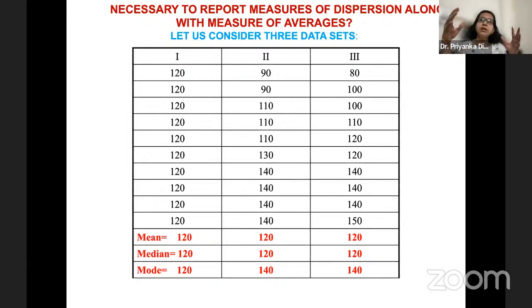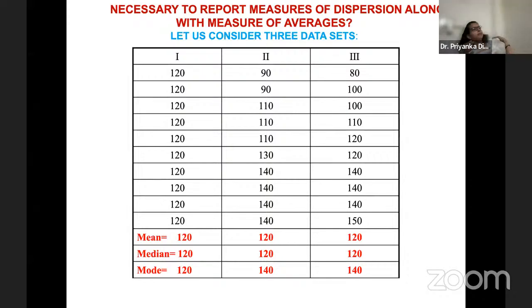So then we need some additional indicator to show some more properties of the data set. We need some other indicator to show some additional properties of the data set. So what are those properties? Those properties are nothing but the measure of dispersion. Measure of dispersion: how the values are distributed, dispersed. That is about the measure of dispersion.